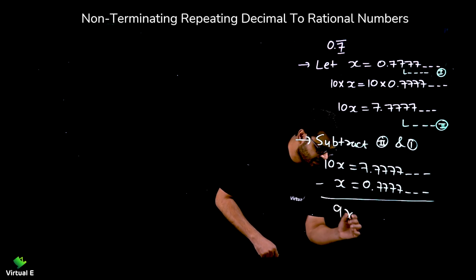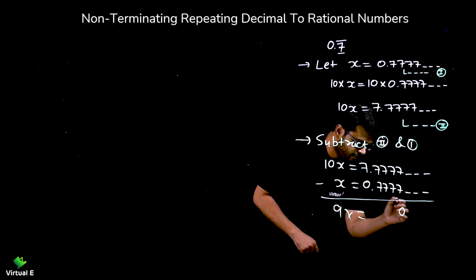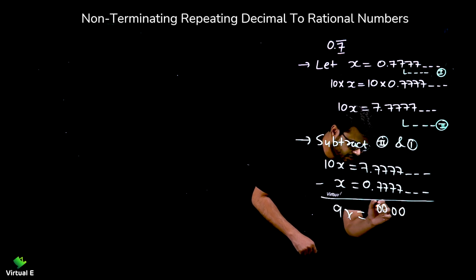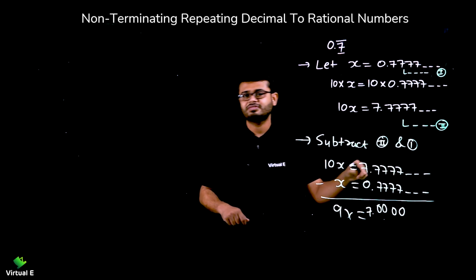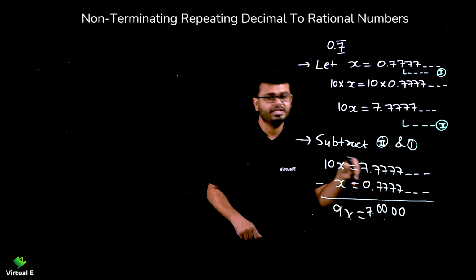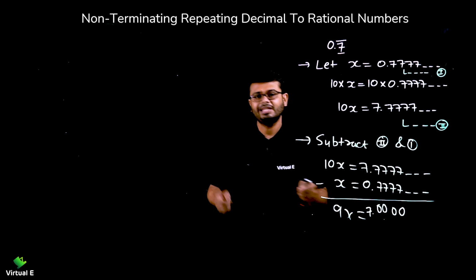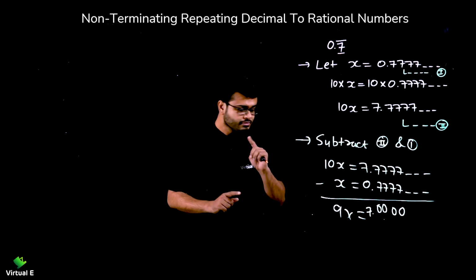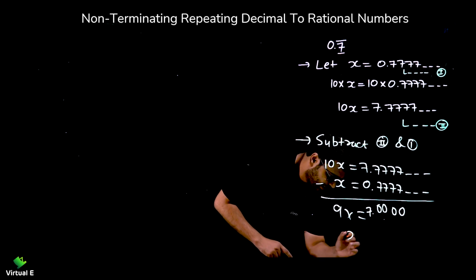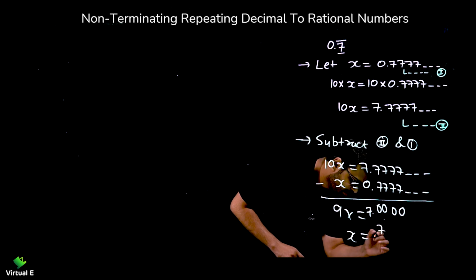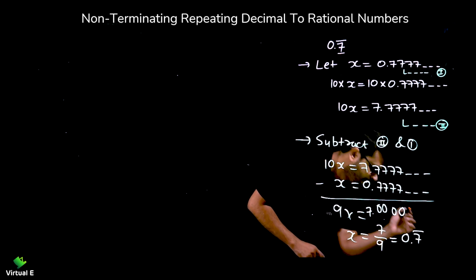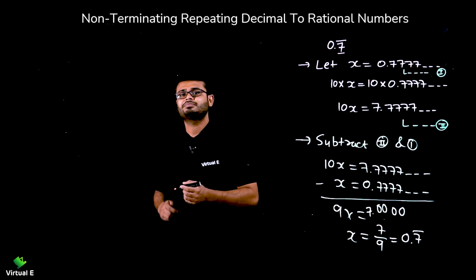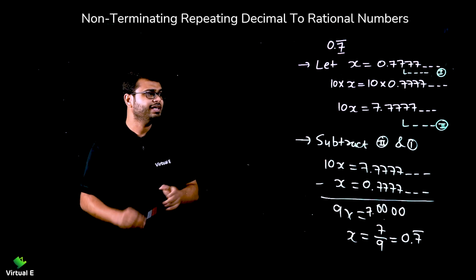So 9x is equal to 7, see, 7.0. If you are not writing the correct number of 7s, like 3 over here and 4 over there, you are going to get some other number, and that's the incorrect way to do it. Remember, right? So I can write that x is equal to what? 7 by 9 is equal to 0.7 bar, right? So it can be written in the form of 7 by 9. Very easy it is.